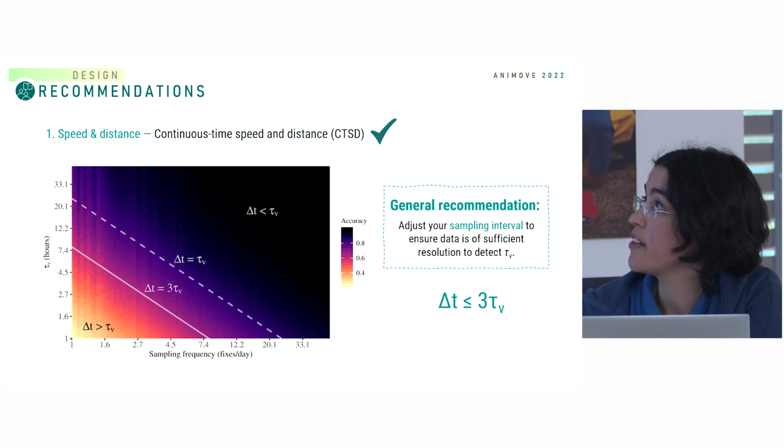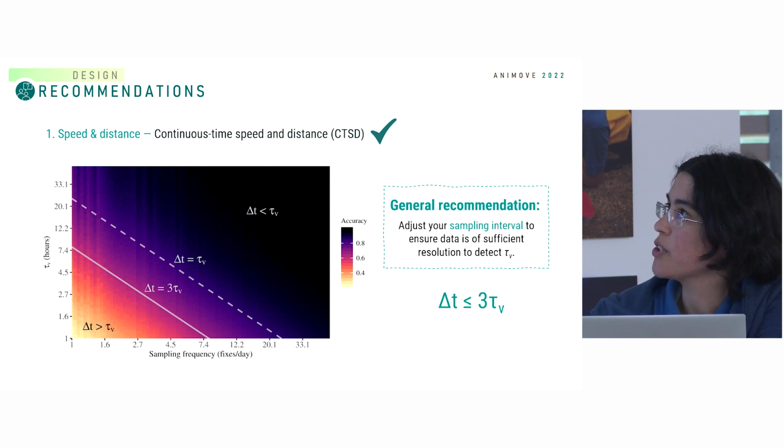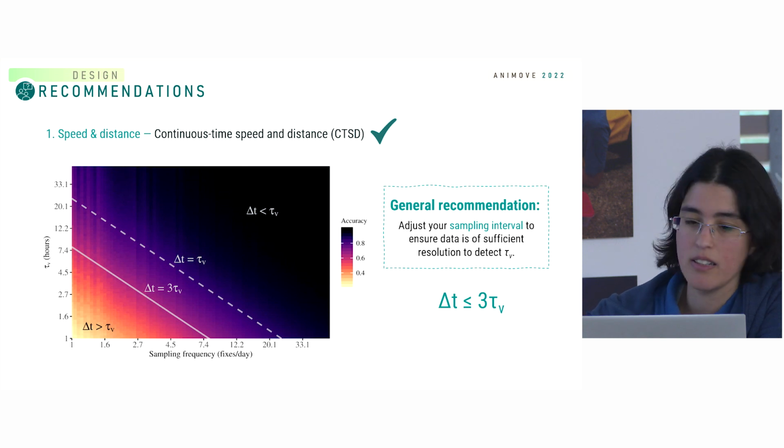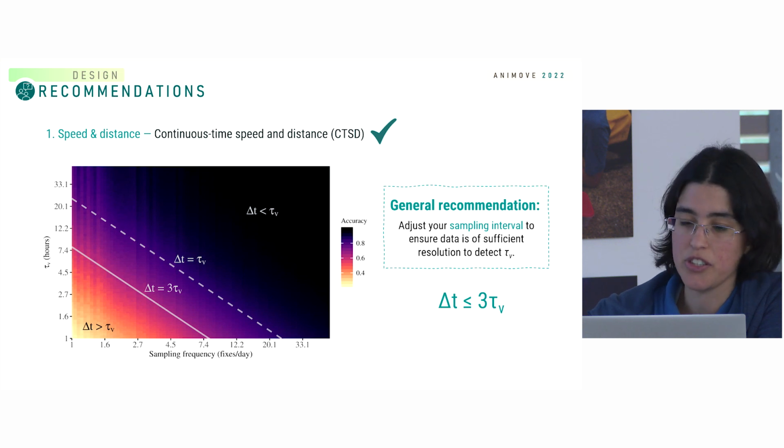So as just a general recommendation, if you're trying to detect speed for this estimation, you want to make sure your sampling interval is enough to detect that autocorrelation parameter. So typically smaller than 3 times the position autocorrelation, or velocity autocorrelation, sorry.